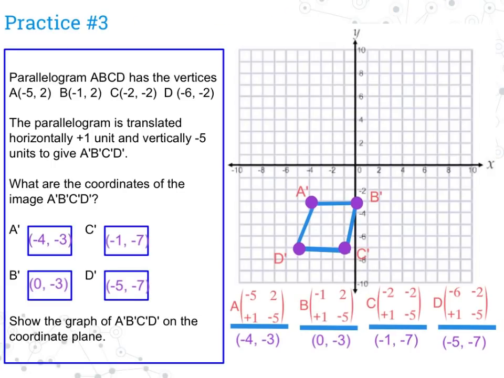How did you do? Were you able to find the parallelogram in the right place? Notice that I've shown my math down below, so you can check to see if your answer was done the way that it was supposed to, and make sure that your points match my points. Alright, let's go ahead and take a look at the summary page.